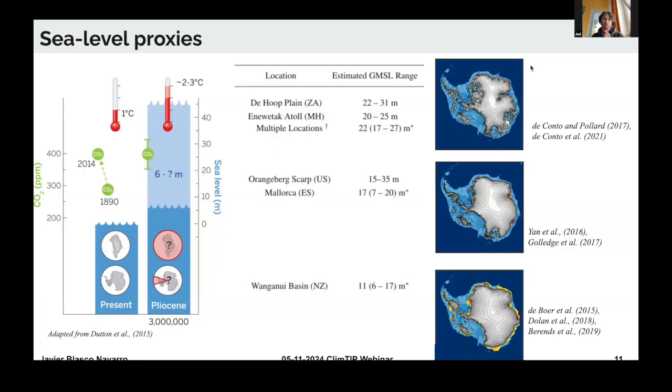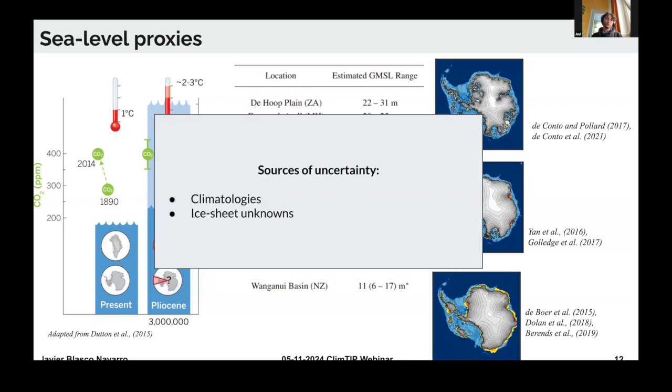So then the question is, how can we gain insight and what is the most accurate prediction in the past? Because we see that our sea level records are very sparse. So what we do is we investigate two sources of uncertainty. We want to study the climatology's uncertainty, but we want to study also uncertainties of the ice sheet, what we call ice sheet unknowns, in this case, ice dynamics.